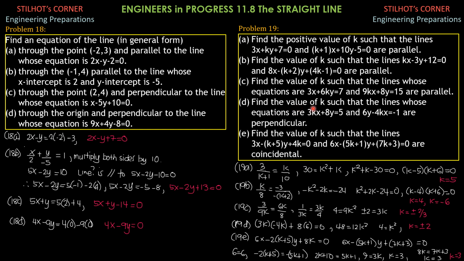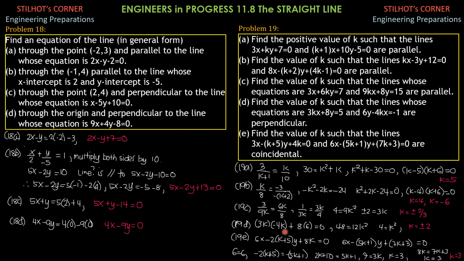For 19d, find the value of k such that the lines whose equations are 3kx plus 8y equals 5 and 6y minus 4kx equals negative 1 are perpendicular. For perpendicular lines, the sum of the product of corresponding coefficients must be 0. So that is coefficient of x times coefficient of x here plus coefficient of y times coefficient of y here must be 0. So that is 3k times negative 4k, then plus 8 times 6 coefficient of y equals 0.